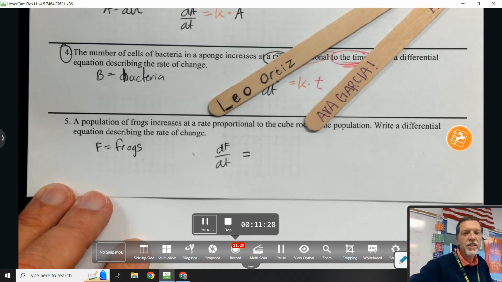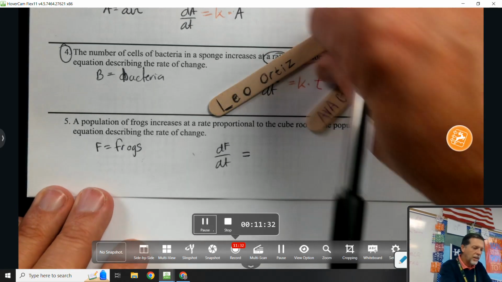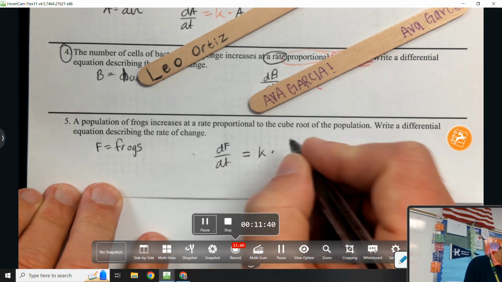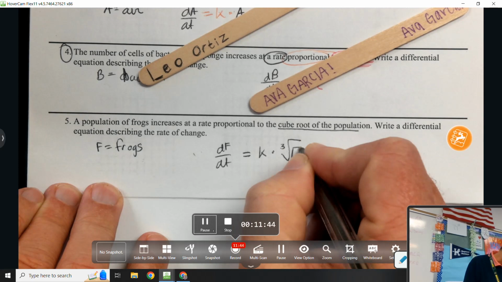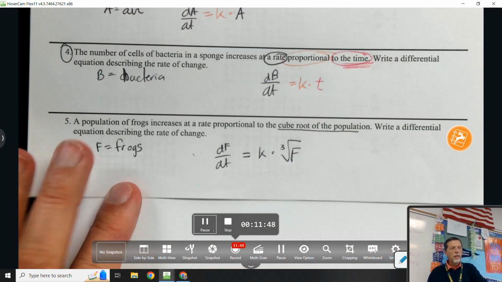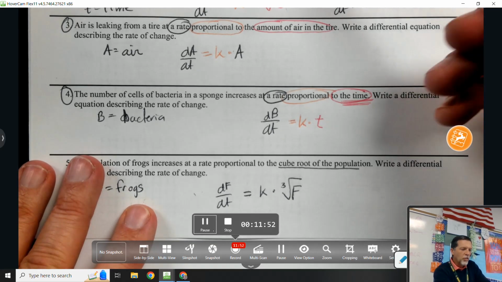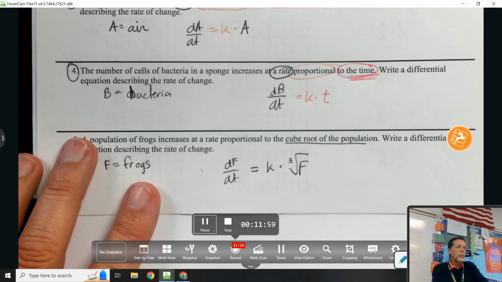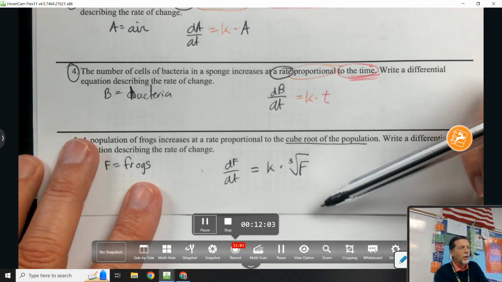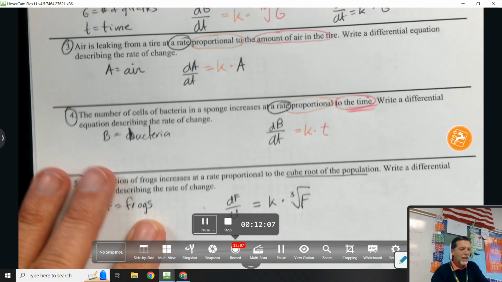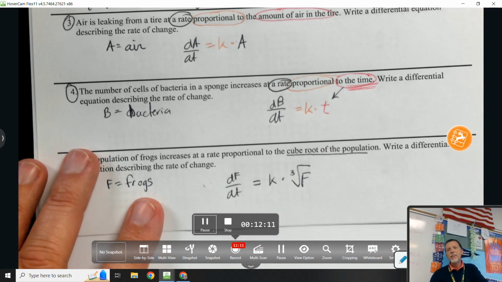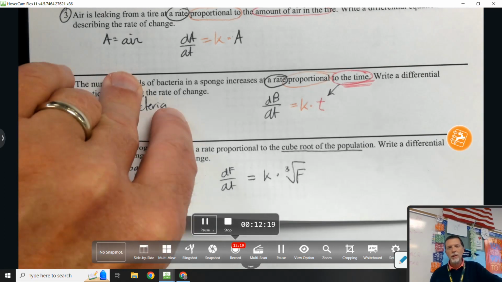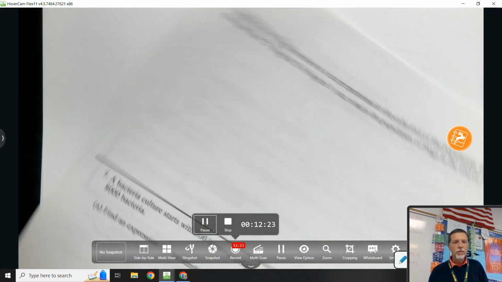Try that last one. Try number 5. So yeah, F is frogs, dF dt. Ava, what's the rest of that equation? Cube root of the population. So yes, the cube root of F. Now we've solved differential equations that look like all of these. So the only thing we're adding to our knowledge today is setting up these equations based on words. That's usually not too bad. The only one that sometimes tricks us is if they put the t variable over there instead of the main variable of the problem. But just read the problem carefully, and usually the setup isn't the main issue to deal with.